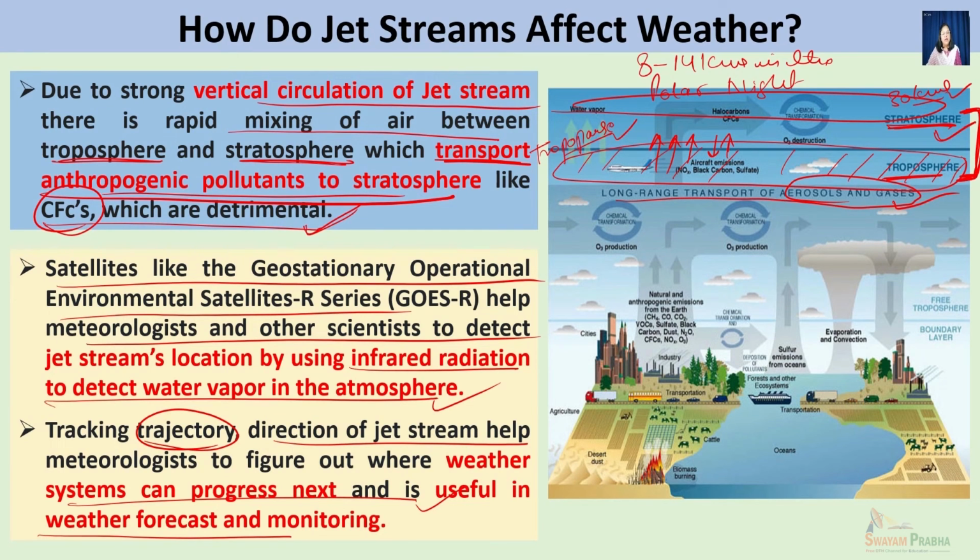So just by tracking the trajectory and direction of a jet stream, meteorologists can predict where the weather system is heading ahead. And it definitely helps in weather forecasting and monitoring, specifically in the middle and higher latitudes of the world where the jet stream systems are very extensively developed.